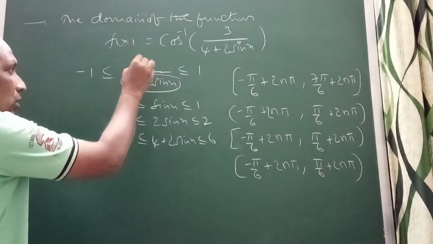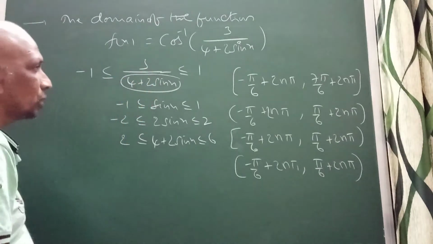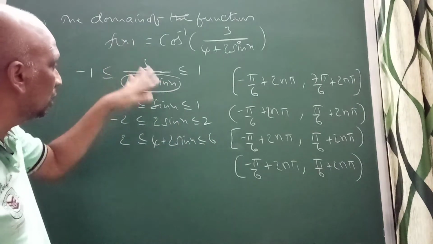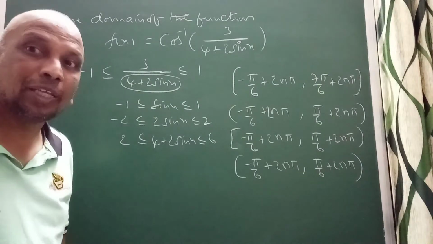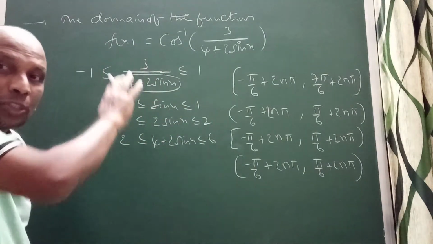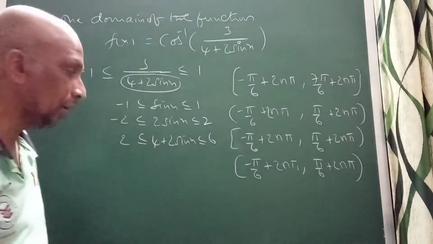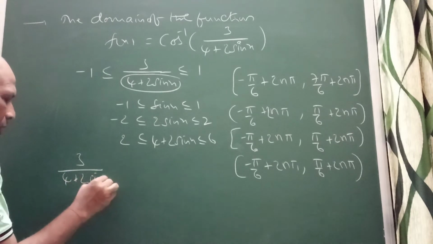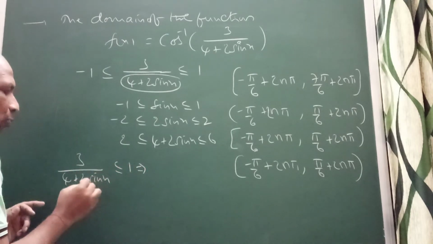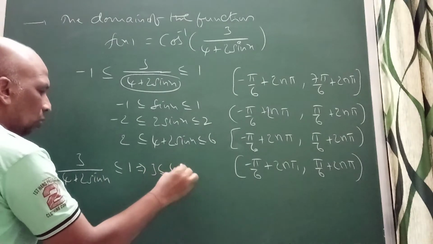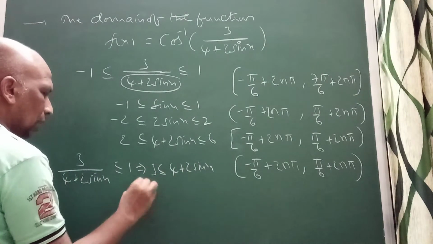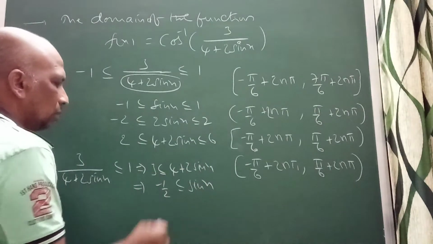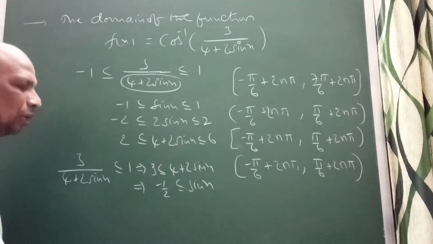I can consider 3 by (4 plus 2 sin x) less than or equal to 1. Correct? Everything is positive, which means the entire fraction is greater than 0, so I need only 3 by (4 plus 2 sin x) less than or equal to 1. Clearly this is positive. I can write 3 less than or equal to 4 plus 2 sin x. Then I can write minus 1 by 2 less than or equal to sin x, right? So 3 minus 4, minus 1 by 2 less than or equal to sin x.